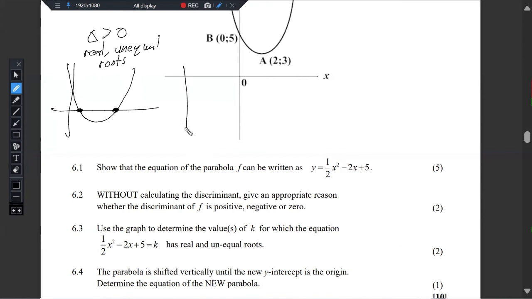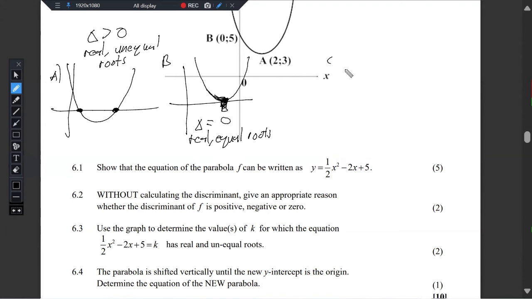If you have this, let's say this is figure A, and then if you have figure B, let's say it touches only at one point. This would mean that your discriminant is equal to 0. You have real and equal roots. So there are 2 roots, but they are equal there.